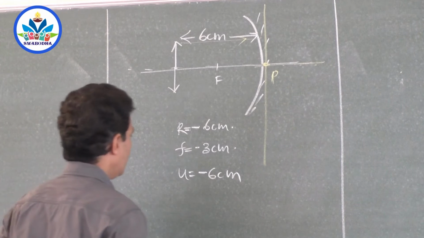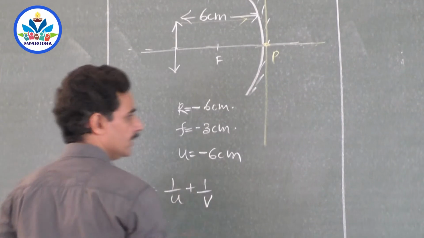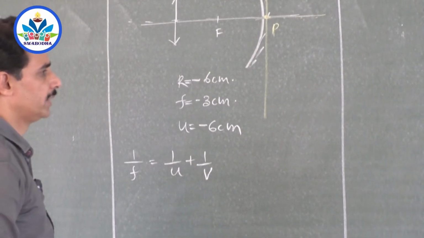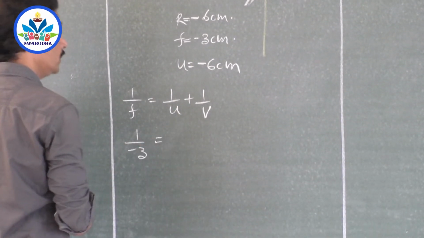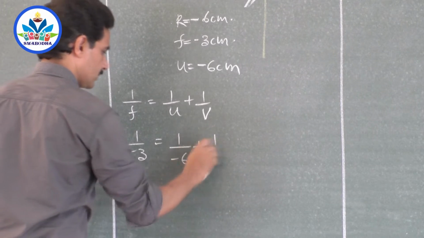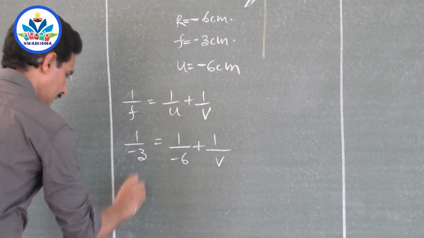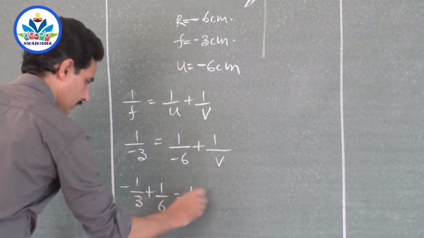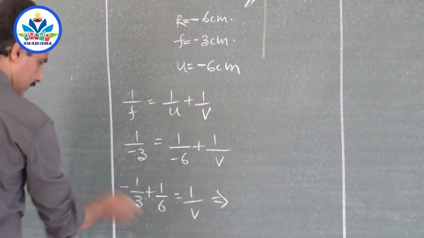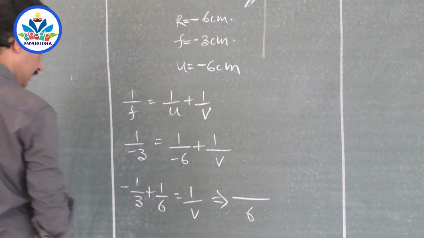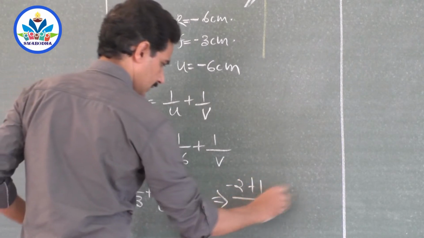Okay. Now the formula: 1 by f is equal to 1 by u plus 1 by v. If you substitute the values, 1 by minus 3 is equal to 1 by minus 6 plus 1 by v. It should be negative finally because you should get it on the other side. Minus 1 by 3 plus 1 by 6 is equal to 1 by v. That implies 6 is the common denominator. Minus 1 by 6 is brought here, it becomes plus. 6 is the common denominator: 3 twos are 6, so minus 2, and 6 ones are plus 1. So that is 1 by v.